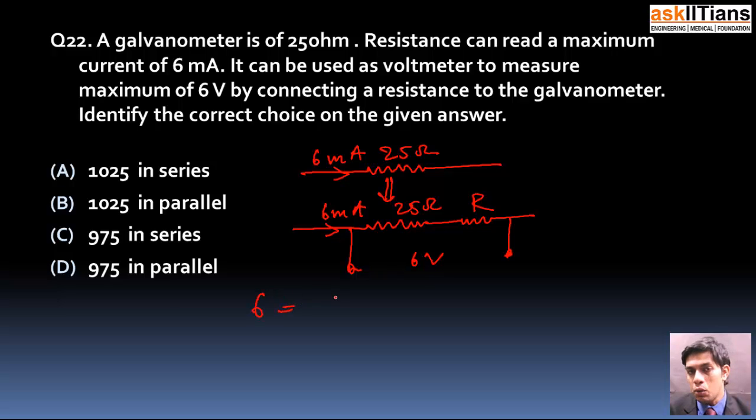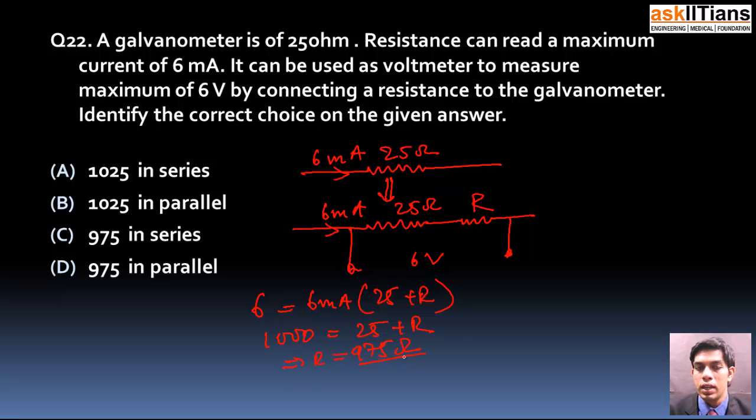So 6 volt is equal to 6 milliampere times 25 ohm plus R ohm. So this comes out to be 1000 is equal to 25 plus R, or R is equal to 975 ohm. Hence C, 975 ohm in series is the resistance you need to convert a galvanometer into a voltmeter with a maximum reading possible of 6 volt.